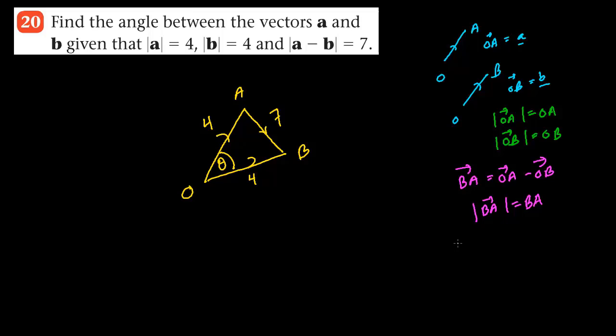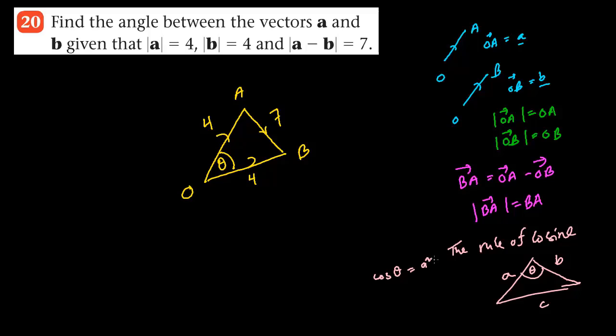The cosine rule, the rule of cosines, says that if you have a non-right angle triangle, we usually use this for non-right angle triangles, if this length is a and this length is b, the included angle is theta and the opposite side is c, then the cosine rule states that cos theta equals a squared plus b squared minus c squared divided by twice ab. So that's that. So we can now find this cos theta.